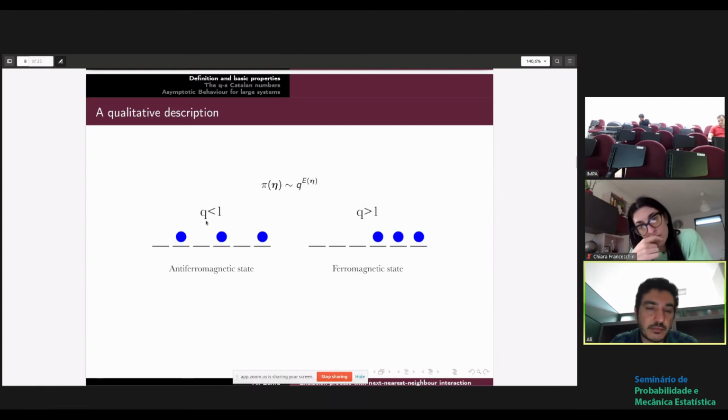And if Q is smaller than 1, imagine it's very small, then the most favorable configuration is the configuration with the minimum area for the height path, which is just the configuration empty, full, which is called the anti-ferromagnetic state. Of course, there are 2, as I've just said, and in this ferromagnetic state, these 2 particles here can be anywhere, but they have to be together. Okay.